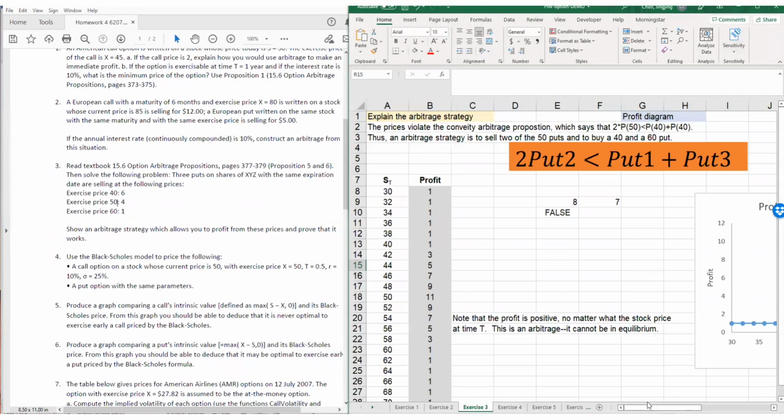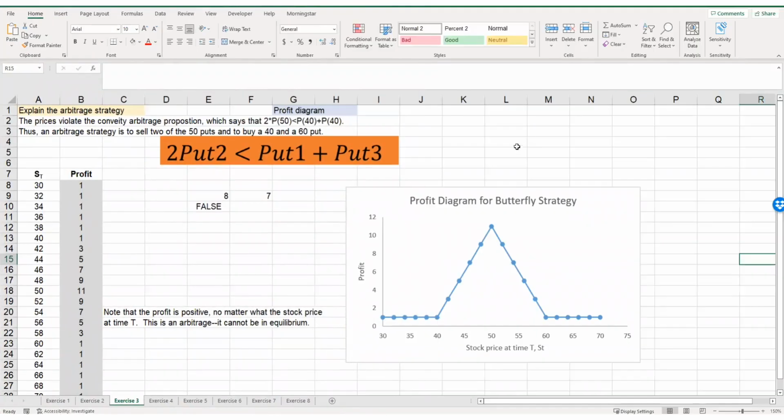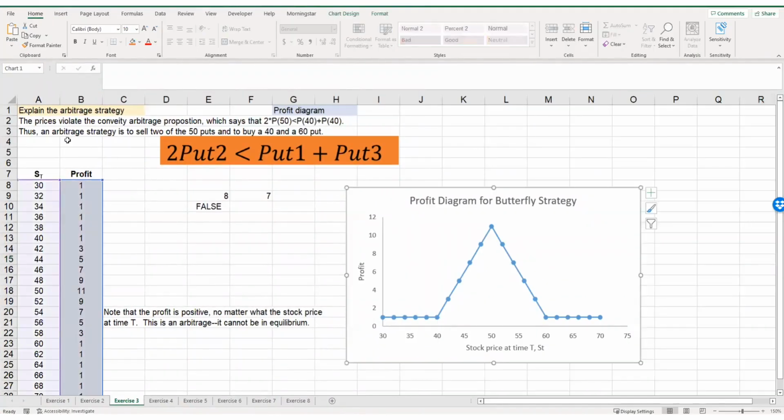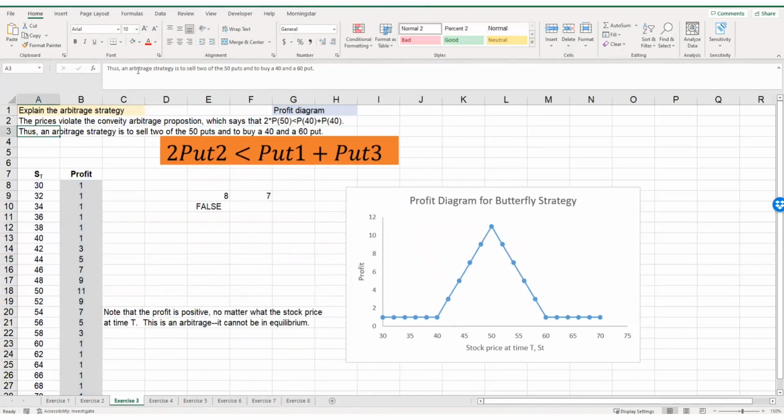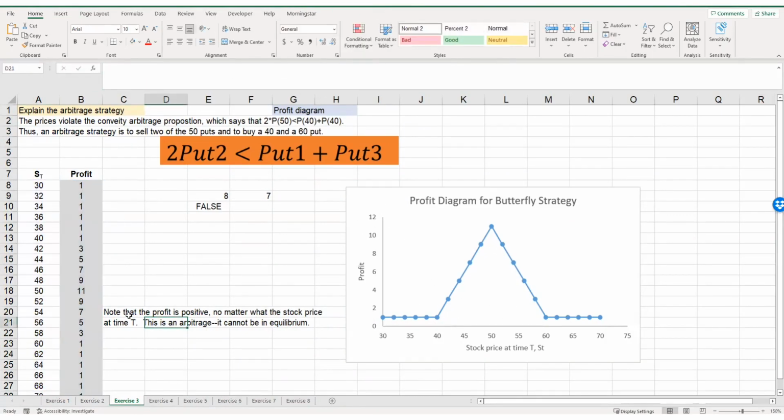So how to show that the strategy allows you to profit from these prices and prove that it works? You first need to specify or explain how the strategy will work, and then show the profit for the strategy and explain it in a way that the profit is positive no matter what the stock price is at time t. So this will be an arbitrage.